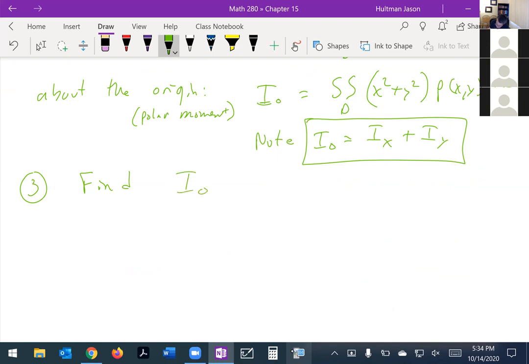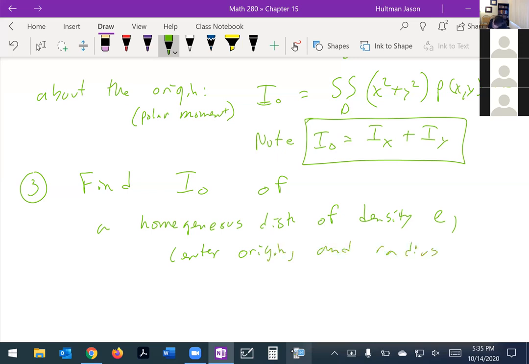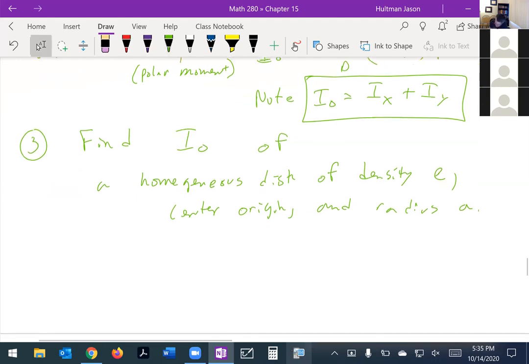Okay, last example. Find the moment of inertia about the origin of a homogeneous disk with density rho, center at the origin and radius a. Okay, so it's a homogeneous disk of radius a.